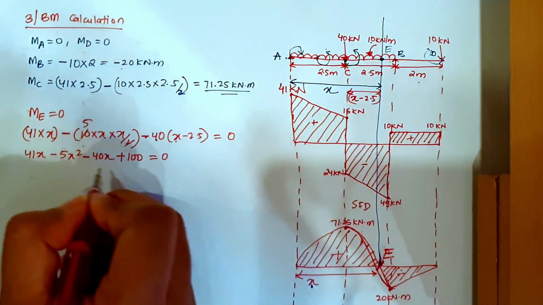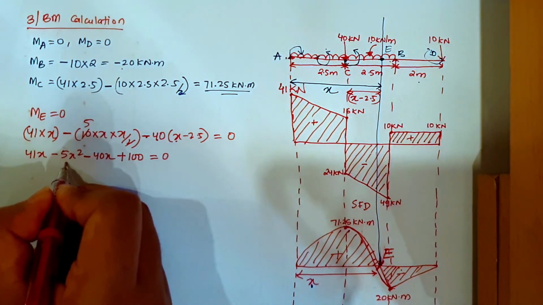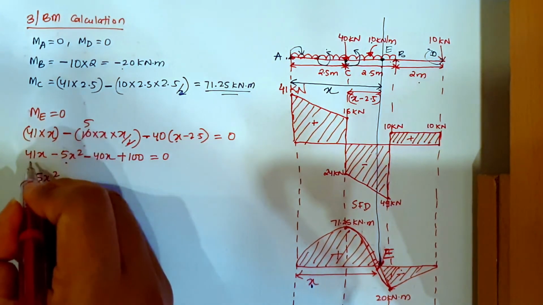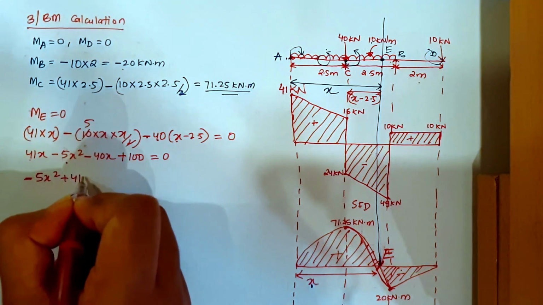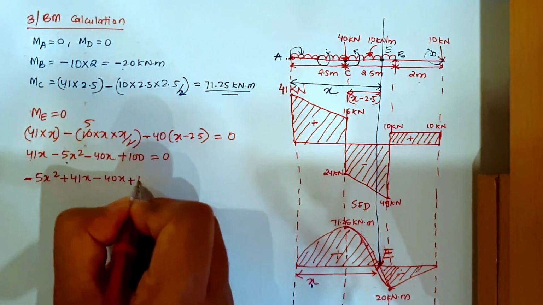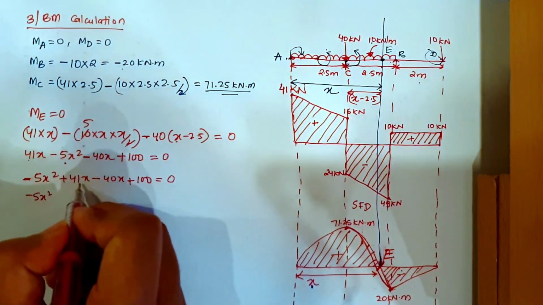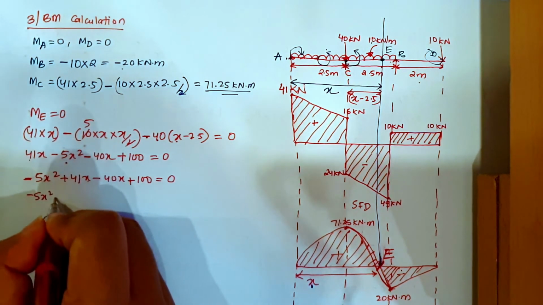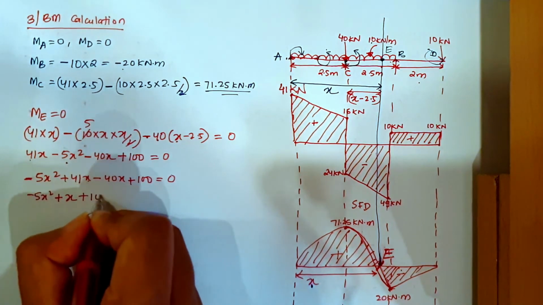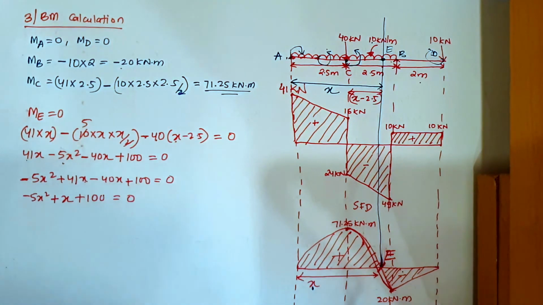Now I'll bring the like terms together and arrange it according to its power. The greatest power we have is square 2. So minus 5x square. I'll take this together, plus 41x minus 40x. Okay. Plus 100 equals 0. Now this will remain as it is. Now 41x minus 40x will be positive x only 1, right? Plus 100 equals 0.